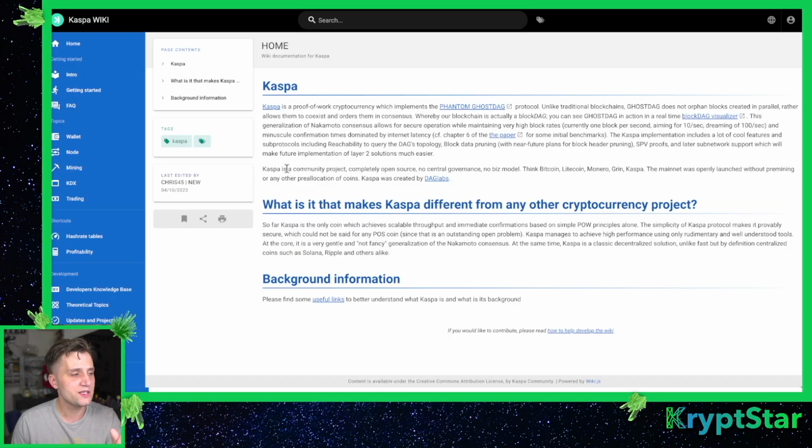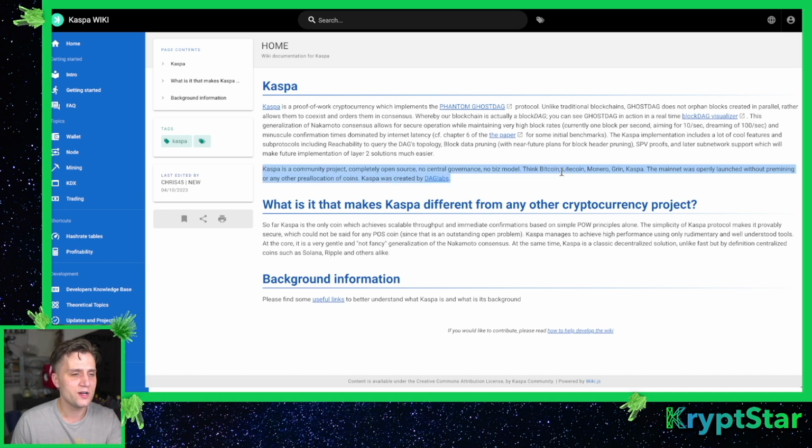So Kaspa is a community project. It's open source. There's no central governance, no business model. In this case, like I said, think Bitcoin, Litecoin, Monero, Grin, and Kaspa. This isn't a proof of stake. This isn't a competitor to LF0. This isn't a competitor to Tezos. It's a straight competitor to, or an alternative to, Bitcoin and Litecoin and Monero and all that stuff.